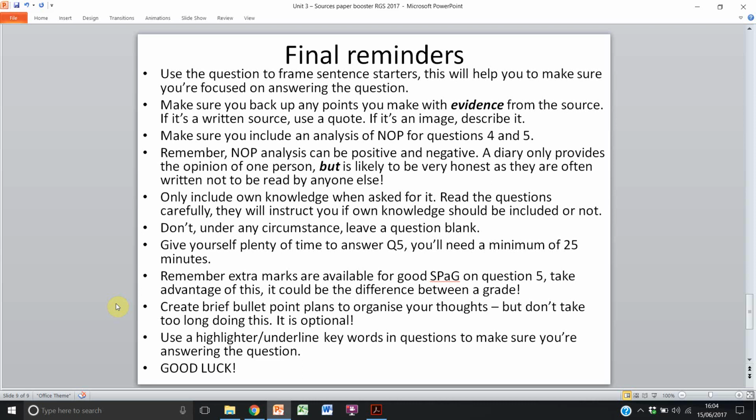And good luck. This is the final exam now. By the end of this exam, you'll have done 3 really intense history exams. You've got some great grades in the bank for your control assessment, and this is the final piece of the jigsaw. So I wish you the very best of luck.